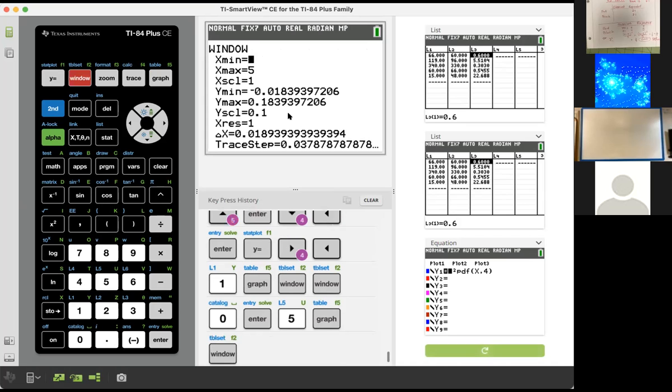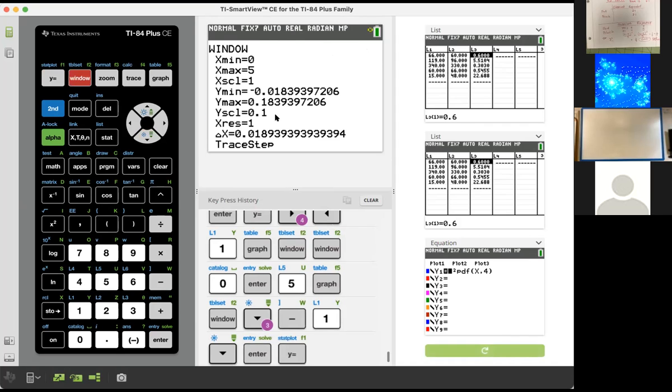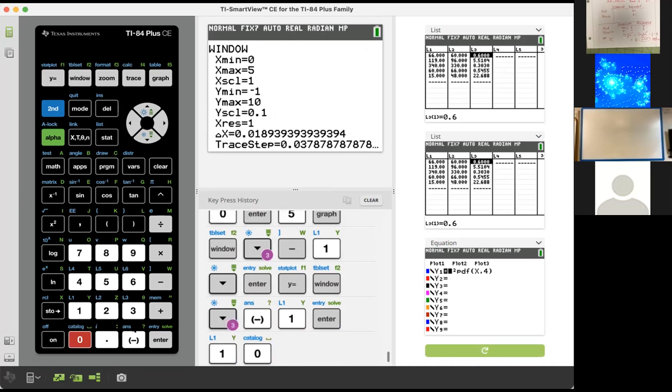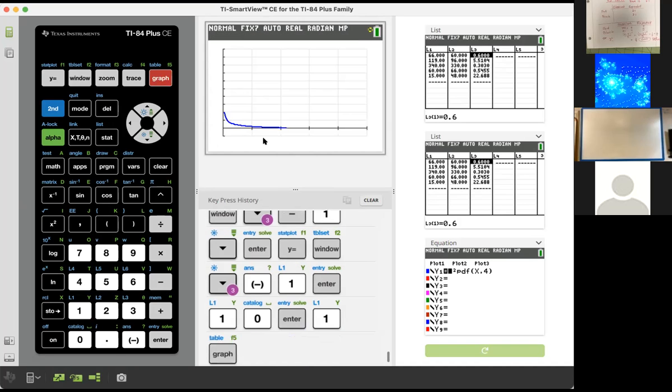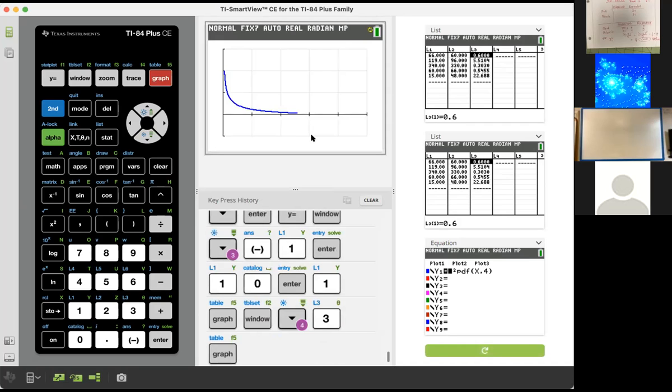So let's run this window from minus one to 10 heights, count by ones. Y min minus one, Y max 10, count by ones. Okay, now I get some idea of the height of this. I didn't need to go to 10, three would have been sufficient. Let's make it three. So this is seriously bent to the right.